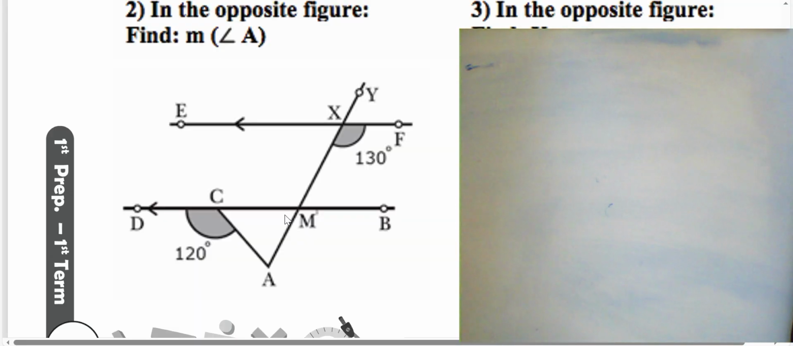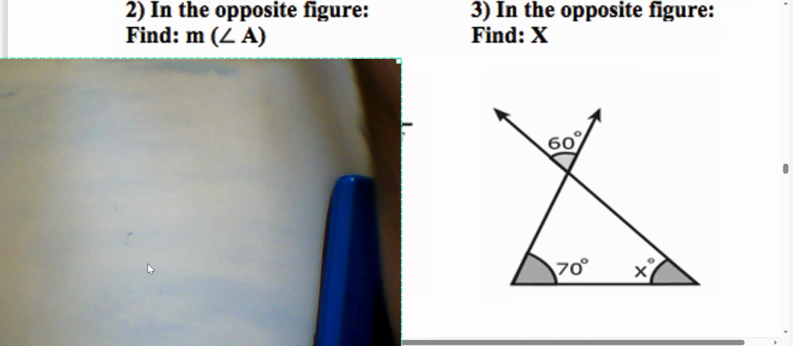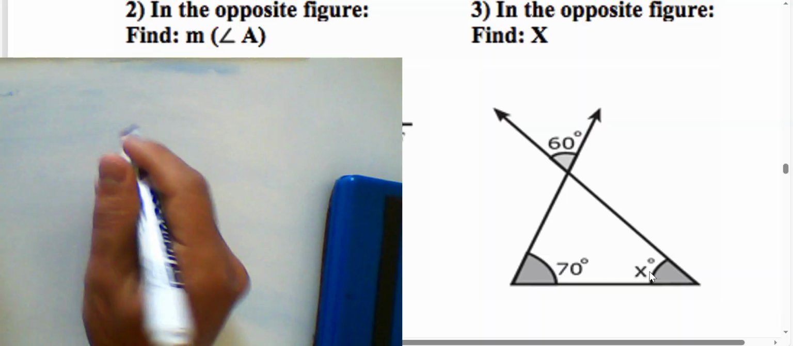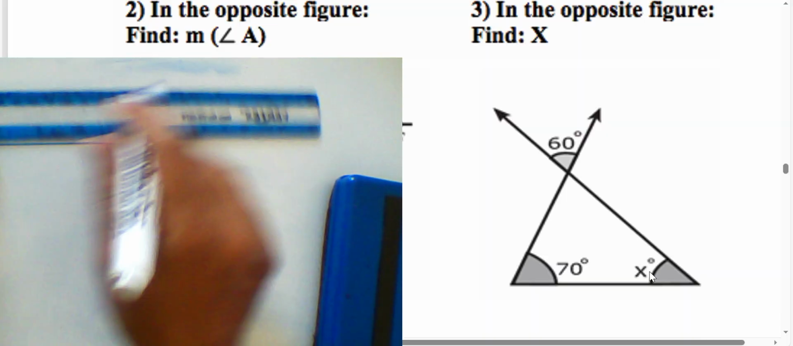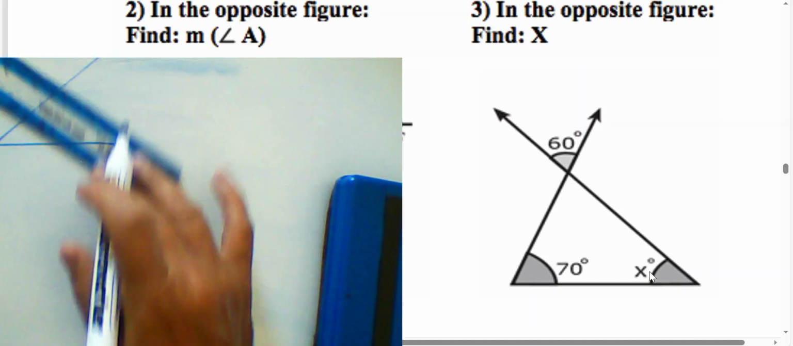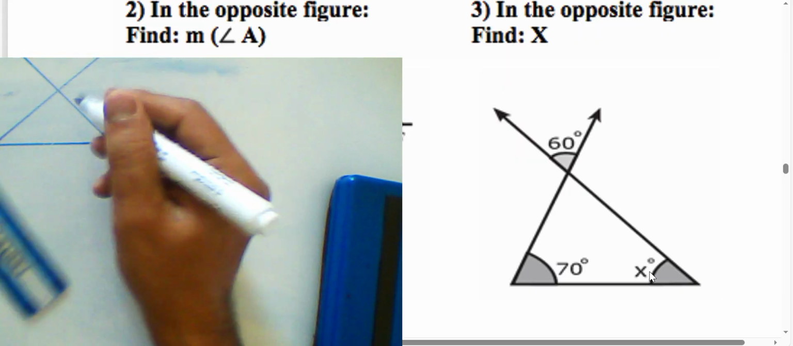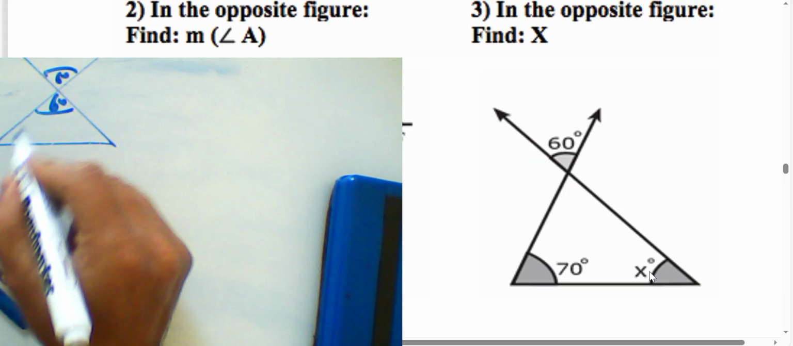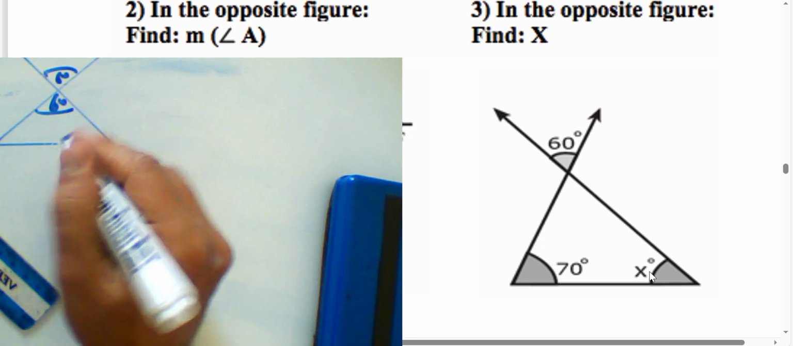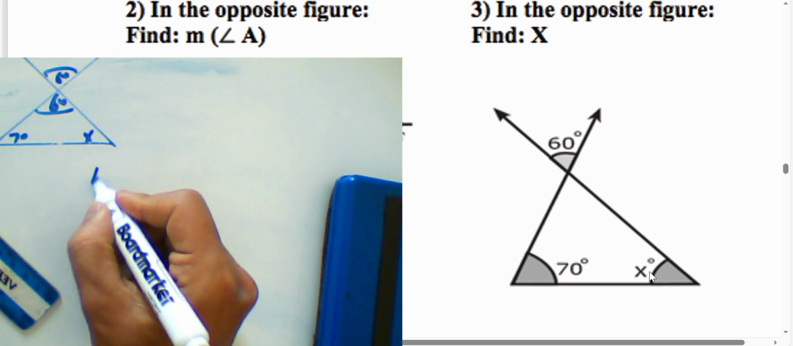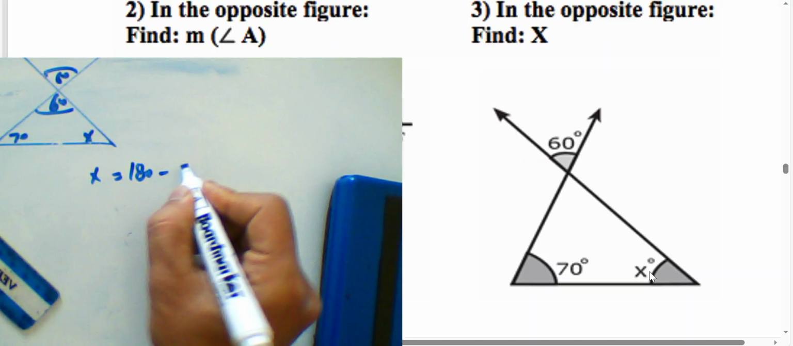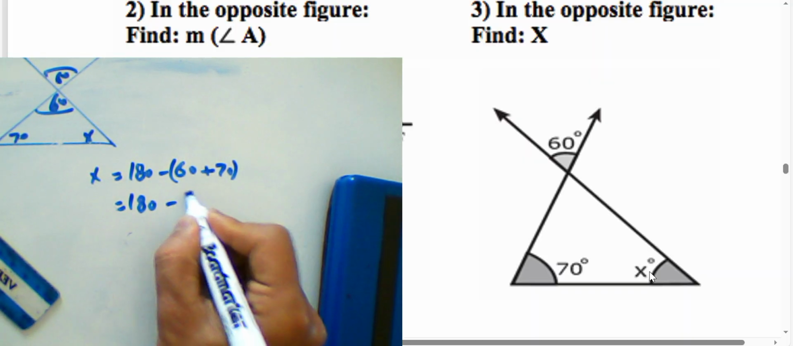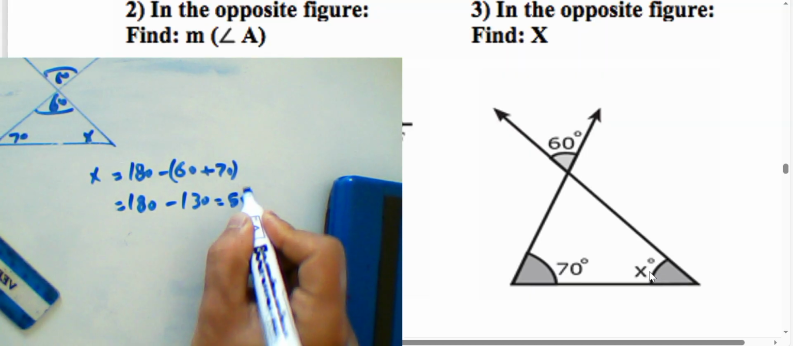Next question, number 3. In the opposite figure, he wants to find the measure of angle X. Okay, we have two straight lines intersecting at one point, then the measure of angle here 60 is equivalent to the one down, 60 degrees also. It's 60 and 60 degrees. We call it a vertical opposite angle, and this angle was 70. We can find the measure of angle X. X equals 180 subtract 60 plus 70. Right, 180 subtract 130, the difference between them equals 50 degrees.